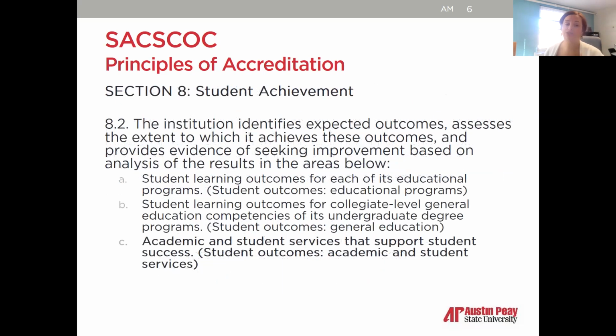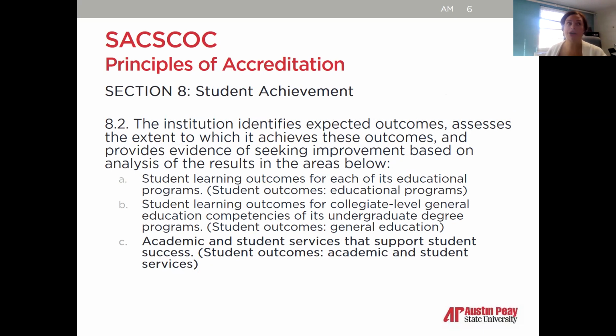Section 8 is the one that speaks to degree and certificate programs, but also academic and student support services programs. The primary difference between academic and student support services offices and administrative offices is that academic and student support services offices have administrative outcomes, but can also have student learning outcomes. So they might be providing more direct educational content to students.